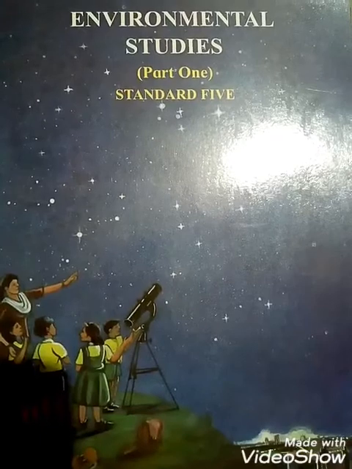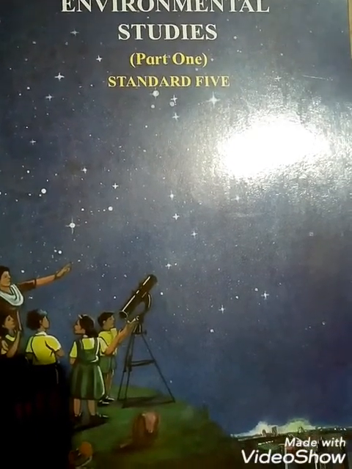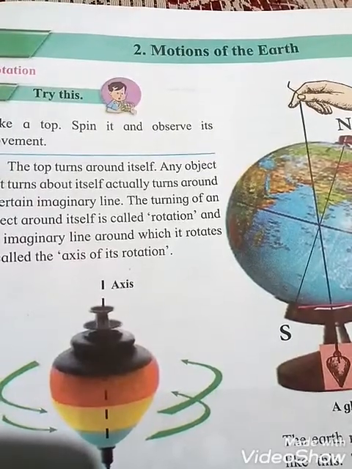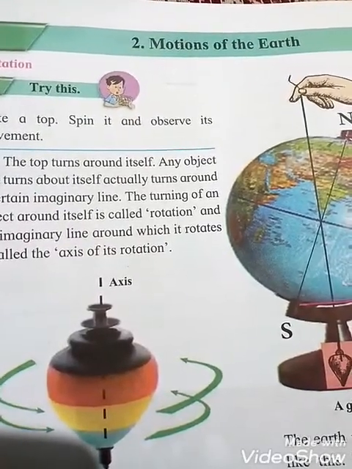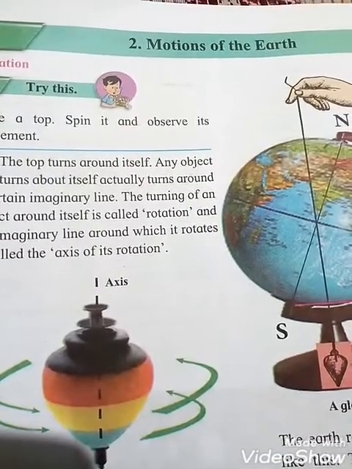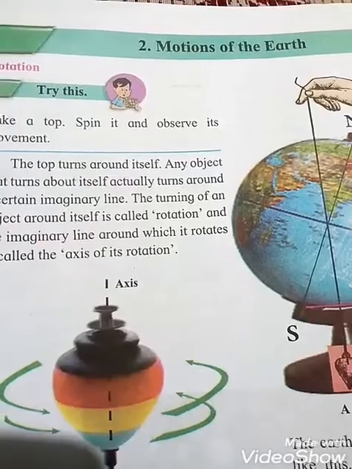See students, this is your Environmental Studies Part 1 textbook of standard 5. And today I am going to explain science chapter 2, Motions of the Earth. You know that motion means movement. Rotation and revolution are the two motions of the earth.